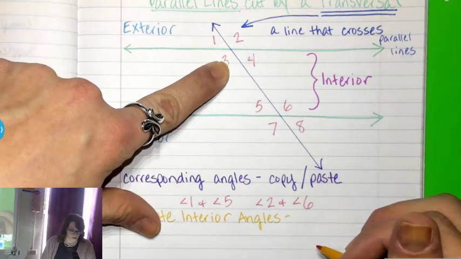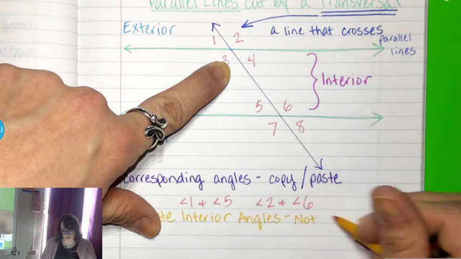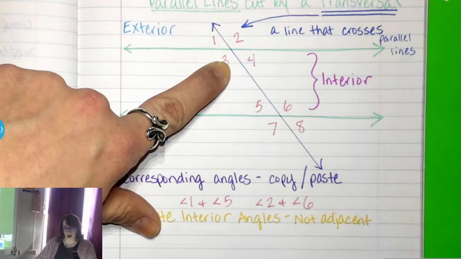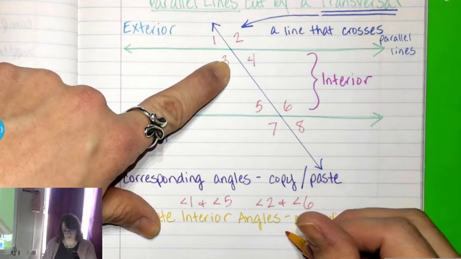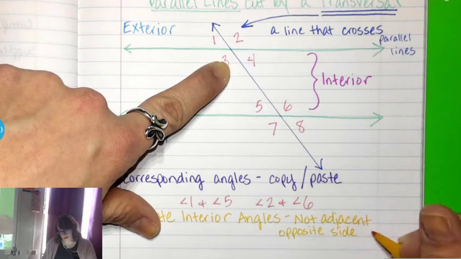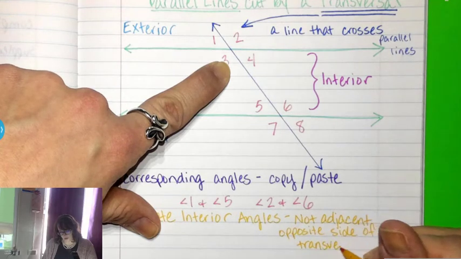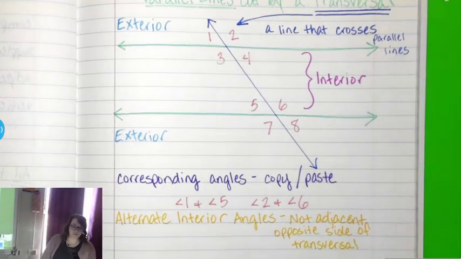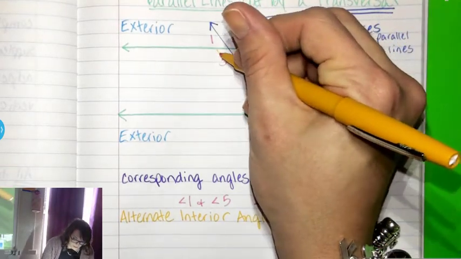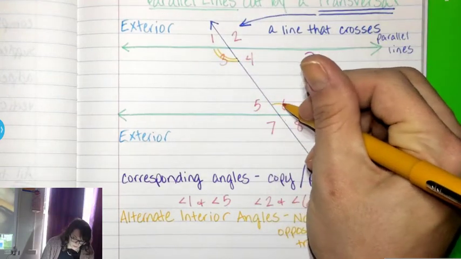So they're not side by side, so they're not adjacent. And they're on opposite sides of the transversal. Opposite side of transversal. That is a mouthful. So an example would be angle 3. I'm going to put 2 swoops through 3 and 2 swoops on 6.